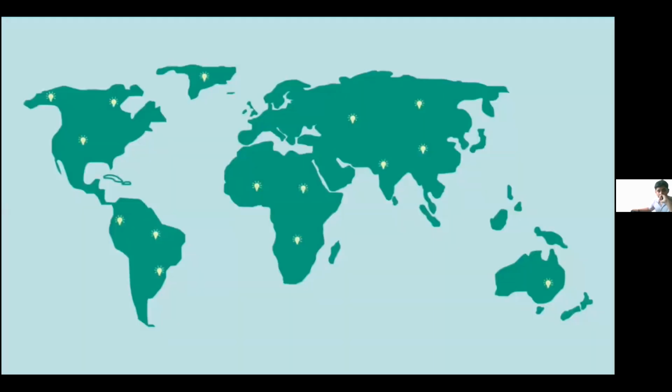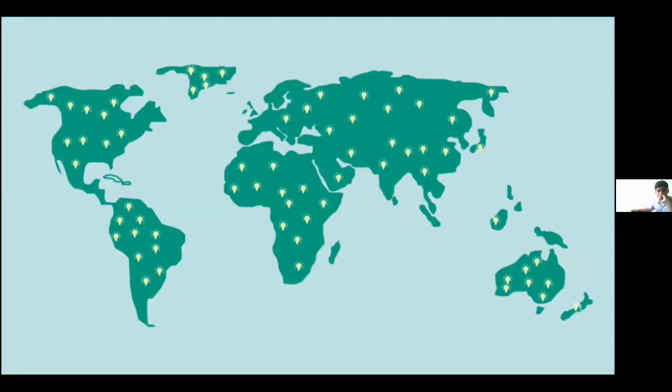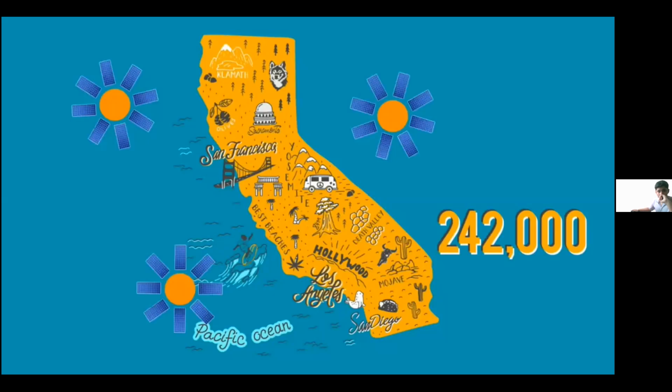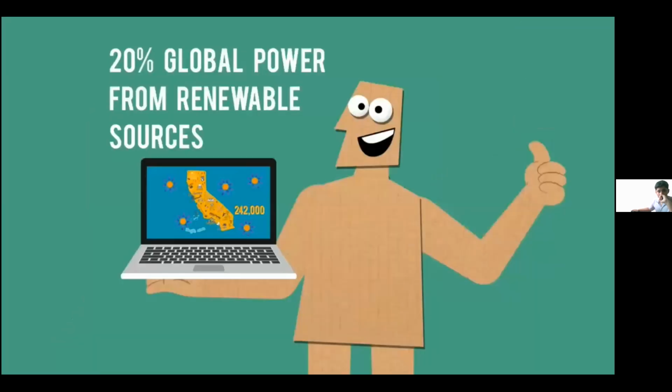Progress is being made between 1990 and 2010. The number of people with access to electricity has increased by 1.7 billion. In California alone, there are more than 242,000 solar projects throughout the state. And cool new technologies is helping us to generate 20% of the global power from renewable sources.